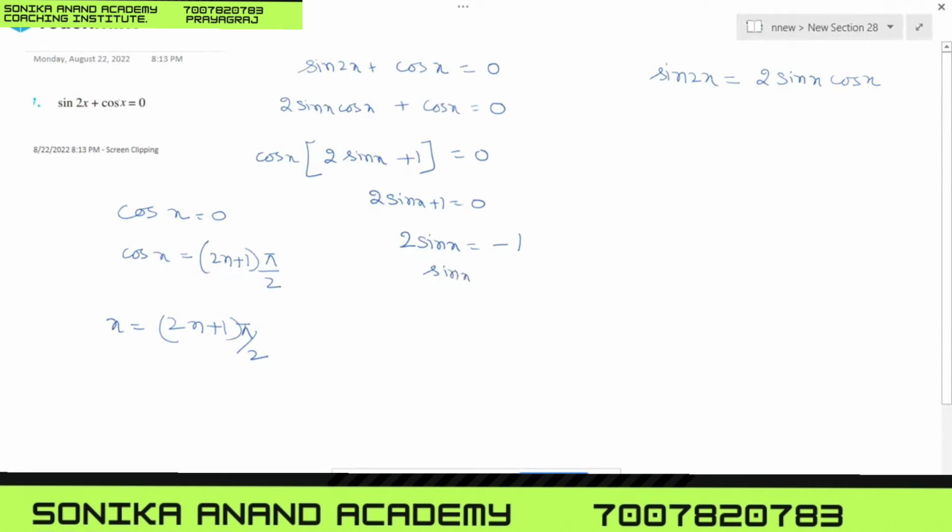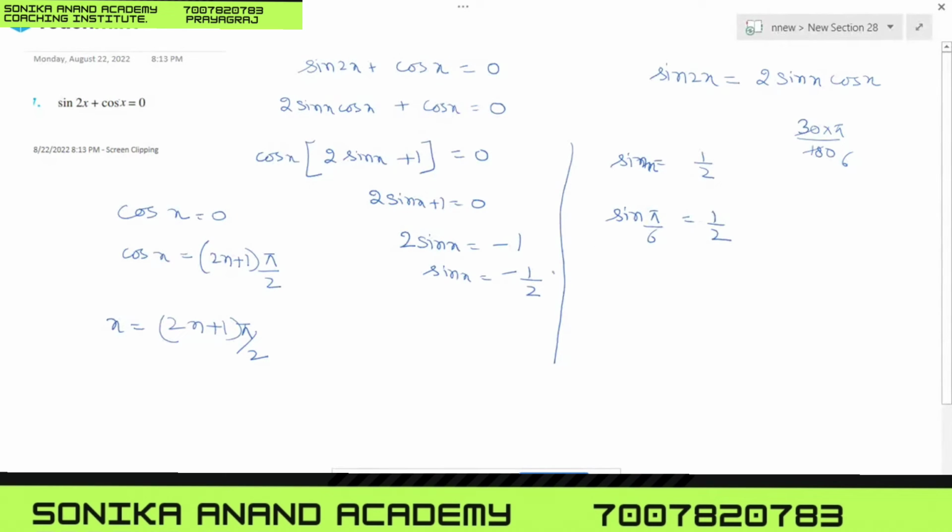So sin x is equal to minus 1 by 2. Now it's a tough task for you. Now again, at what angle is sine equal to 1 by 2? 30 degree. So 30 into pi by 180, that is pi by 6.